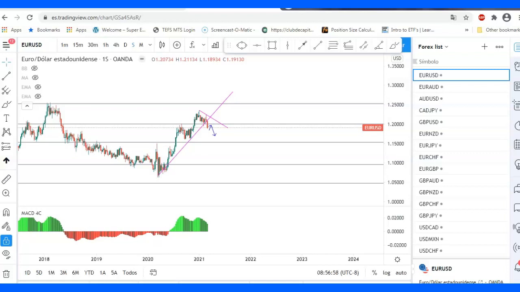Today is March 7, and we're going to analyze a few pairs, maybe 5-6 pairs that we were looking for a few days already. So we're going to start right away.